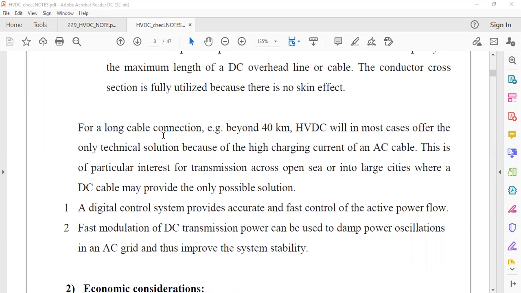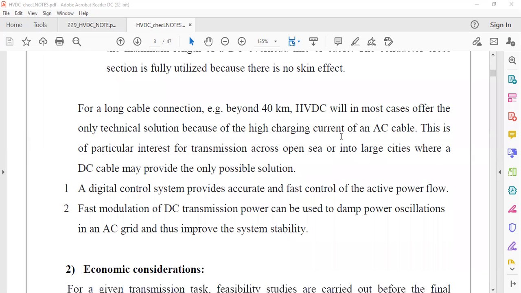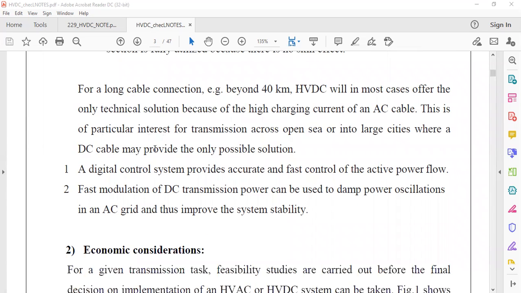For long cable connections beyond 40 kilometers, as you have already learned for underground cables, below 35 or 40 kilometers AC is preferred, but beyond 40 kilometers we go for HVDC in most cases as the technical solution, because of the high charging current of an AC cable. So this is of particular interest for transmission across open sea or in large cities, where a DC cable may provide the only possible solution, right?